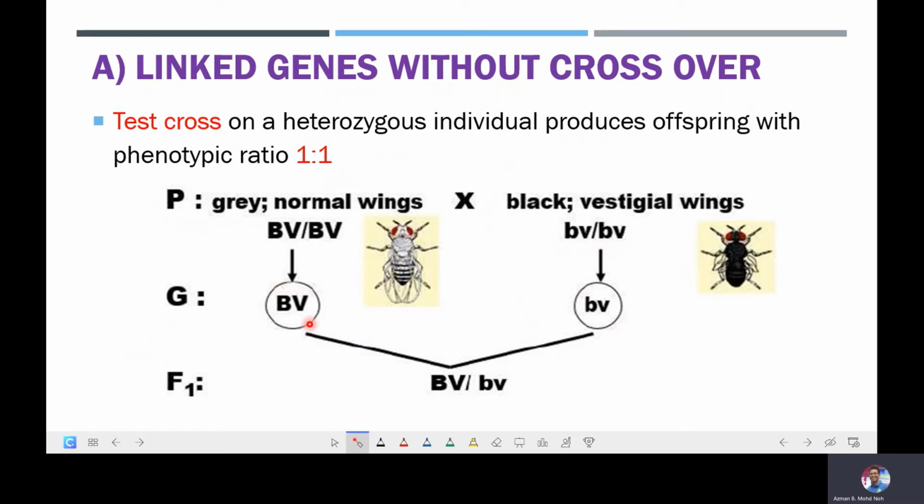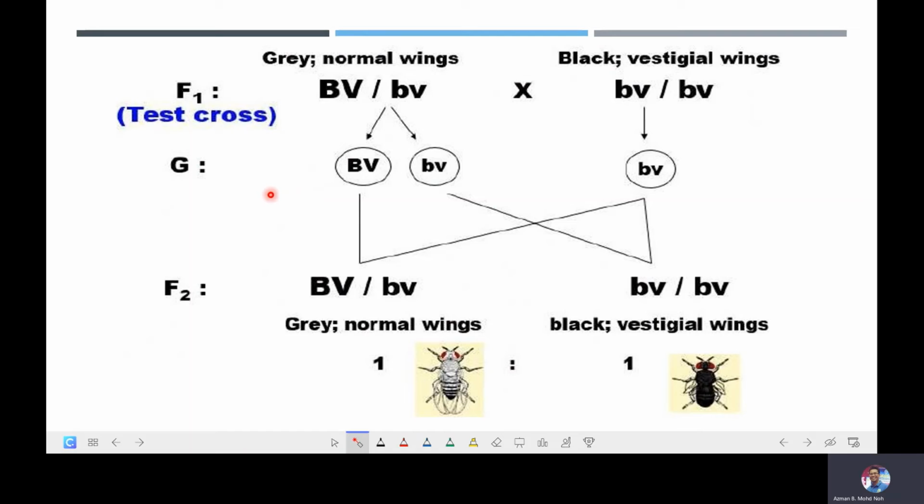The gamete from this grey and normal wings individual will be capital B, capital V in one gamete. Meanwhile, the gamete from the individual having black body and vestigial wings will be having the alleles of small b and small v. If we combine these two gametes together, then the F1 generation will be having the genotype of capital B, capital V slash small b, small v. Now, if we continue with a test cross on the F1 individual, this will be the genetic diagram that can be shown.